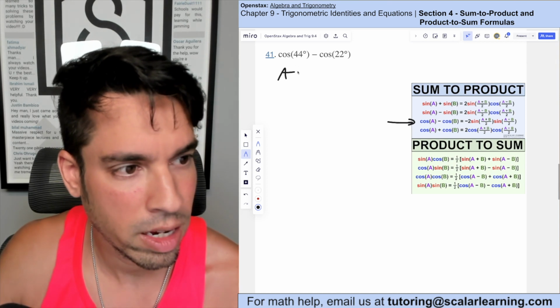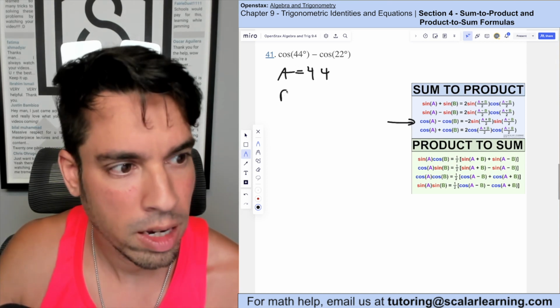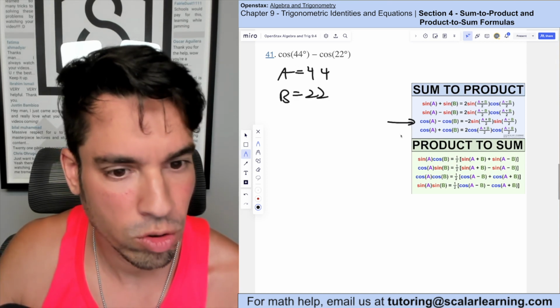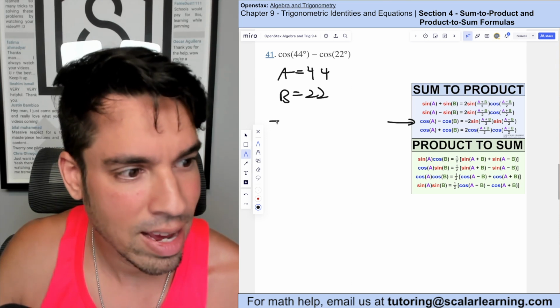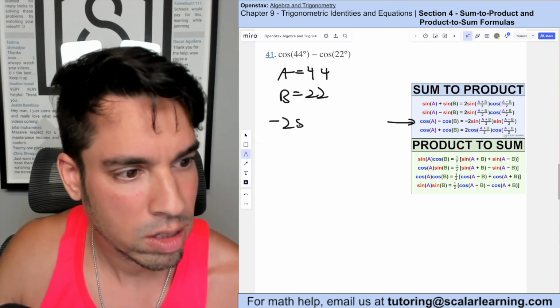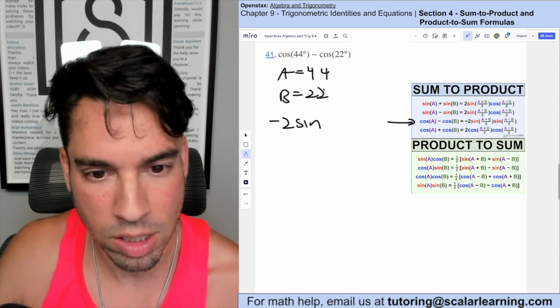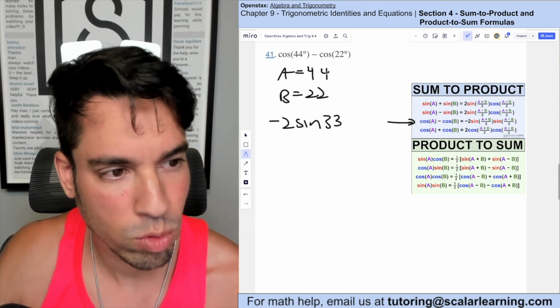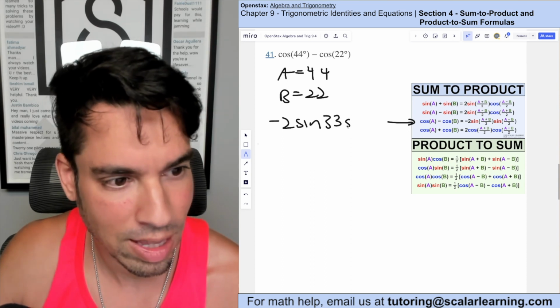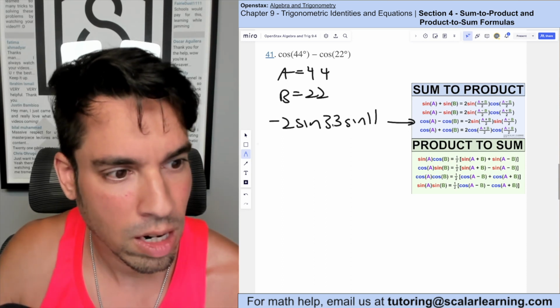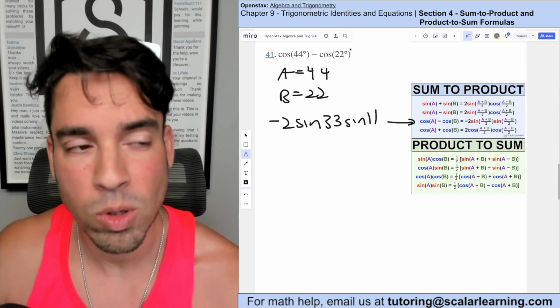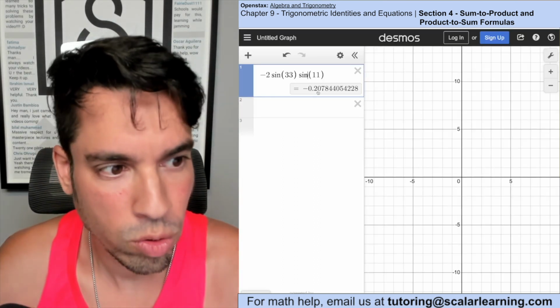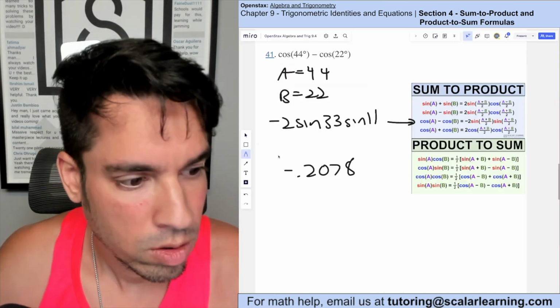So for this one, we got cosine minus cosine, which is right here. So I'm going to set a equal to 44 and b equal to 22. And then I got negative 2 sine of a plus b, which is 66 divided by 2 is 33. And then sine of a minus b, which is 22 divided by 2 is 11, okay? So we got sine 33, sine 11. Let's plug it into Desmos. And we get negative 0.2078. So that's how you do it.